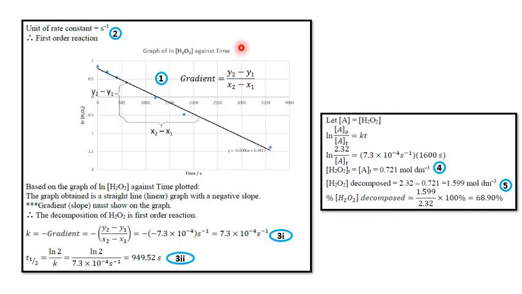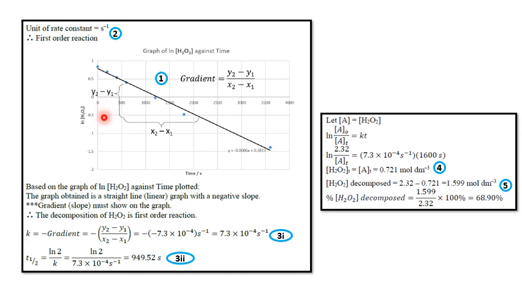Now let's discuss the answer for this question. First, you need to draw a graph. The first point when you draw a graph is to make sure you write down the title. The title is the graph of ln concentration of hydrogen peroxide against time. Second point, label the y-axis. In this case, the y-axis is ln concentration of hydrogen peroxide. Then write down the x-axis, which is time with unit second.